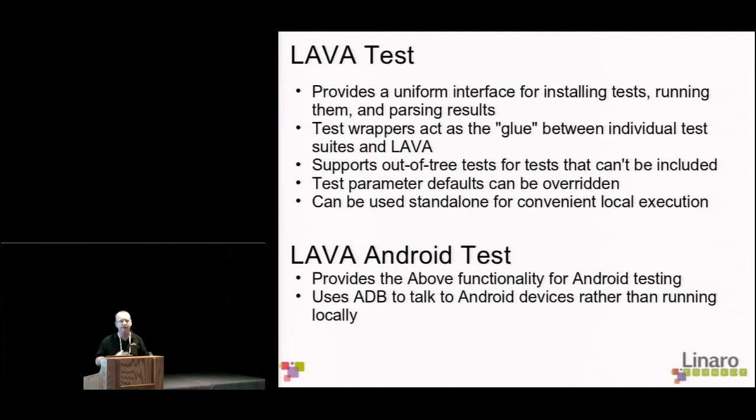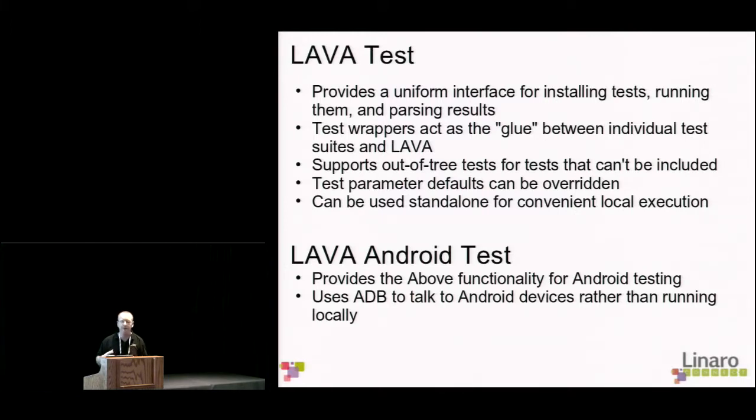We kind of take the other direction and say, we want to use the existing test suites that are out there. If you do write a new test suite, we want it to be really generic, and all you have to do is write a really thin wrapper piece that tells us how to install it, how to run it, and how to parse the results. And that's all we really need to interface it with this. And Lava Test and Lava Android Test do all the rest of the work.